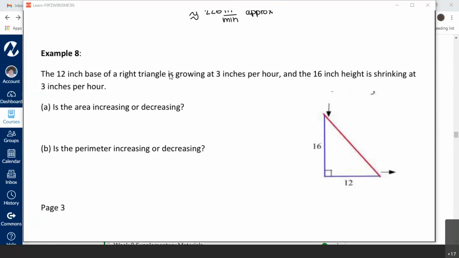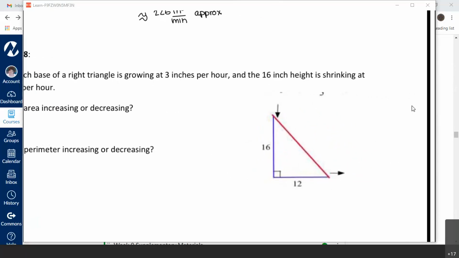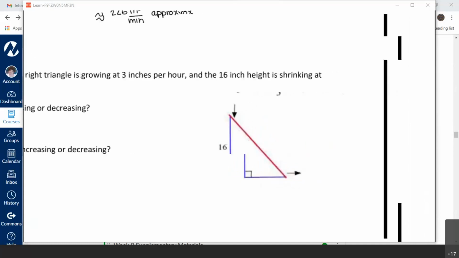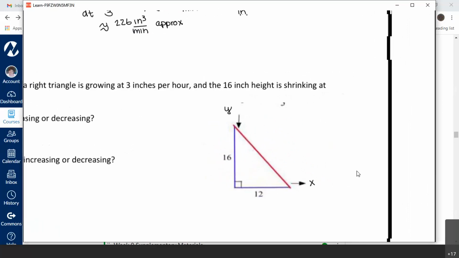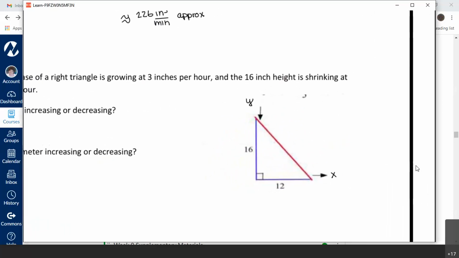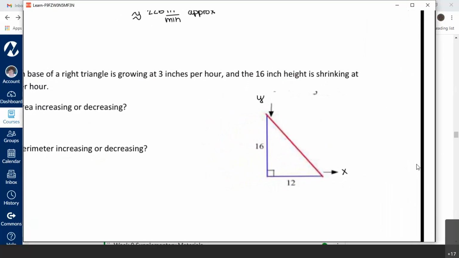Okay, so it says the base of the triangle is growing at 3 inches an hour. I'm going to call this direction X, and I'm going to call this direction Y because you're used to seeing it that way, and I need to minimize the chat. So if you have anything you want to say, please unmute and just ask or say it. I don't have the chat open.